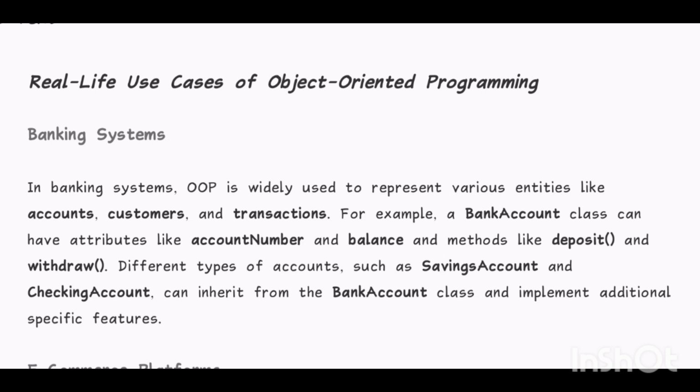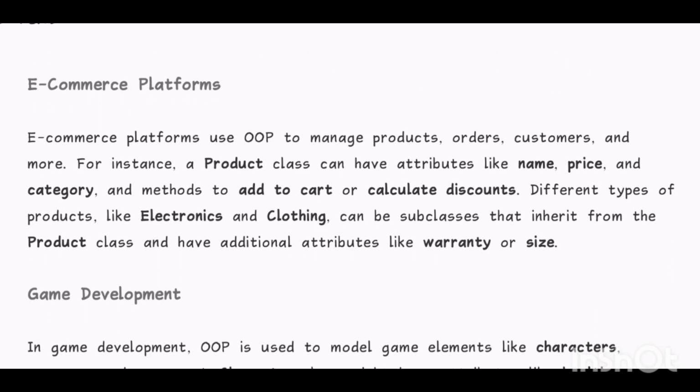Real-life use cases of object-oriented programming. Banking systems. In banking systems, OOP is widely used to represent various entities like accounts, customers, and transactions. For example, a bank account class can have attributes like account number and balance, and methods like deposit and withdraw. Different types of accounts, such as savings account and checking account, can inherit from the bank account class and implement additional specific features.